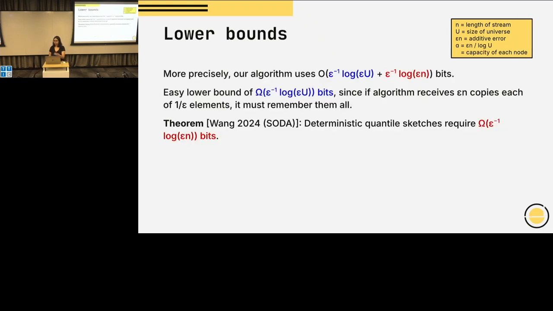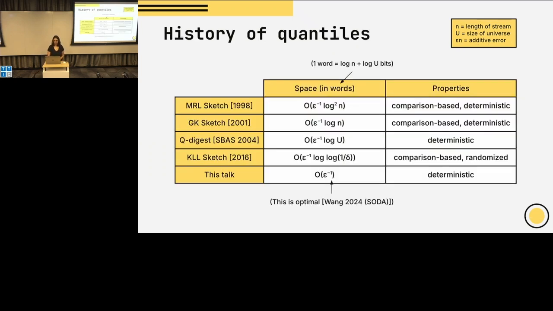And yeah, the correct truth is to keep the epsilon inside the logs as well. Okay, yeah, and then I'm going to first talk about Q-digest, and then I'm going to talk about our modifications.